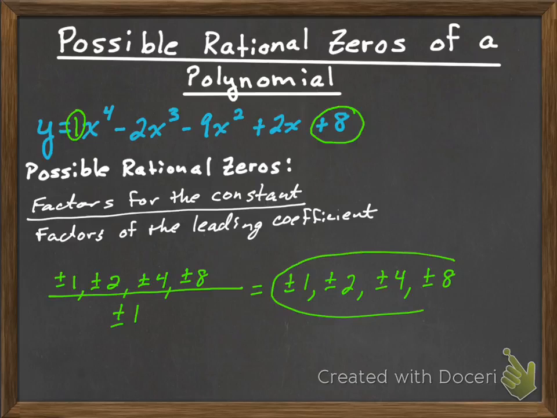Alright, so this is our list of possible rational zeros, meaning this graph is going to intersect the x-axis at some place, and most likely more than once. If the intersection values are rational numbers, then they will have to come from this list of rational numbers that we have generated right here.